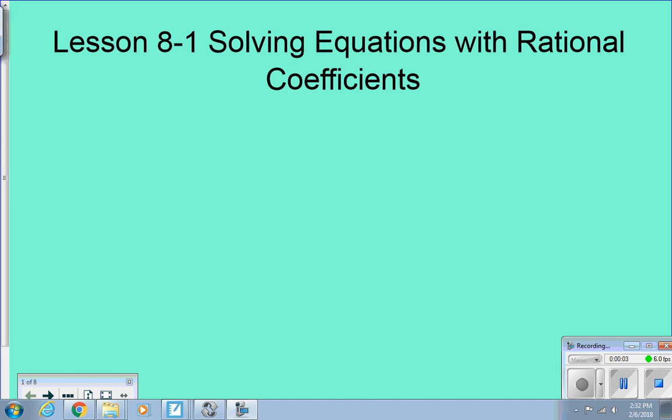Okay, so lesson 8.1, solving equations with rational coefficients. You might be like, what does that even mean? But here's a good thing. You know what half these words mean already. Coefficient, that was a vocabulary word we had last chapter. What does that mean? What's a coefficient?